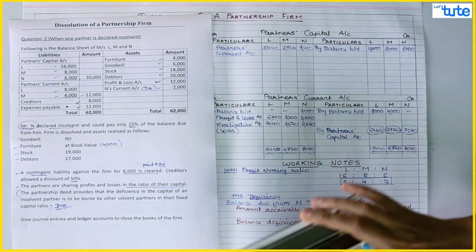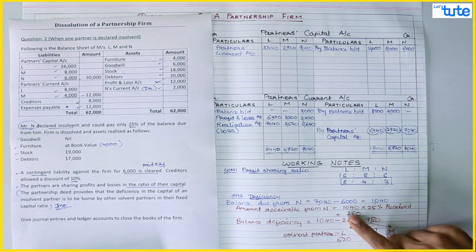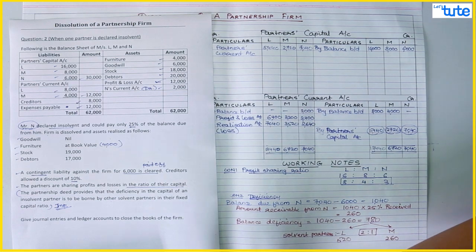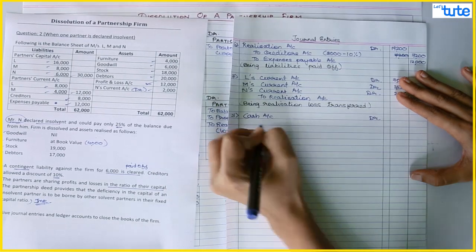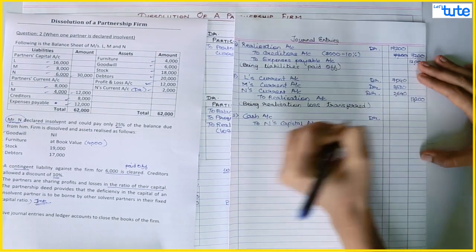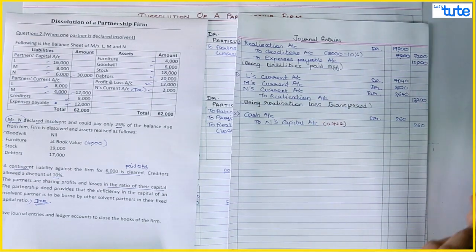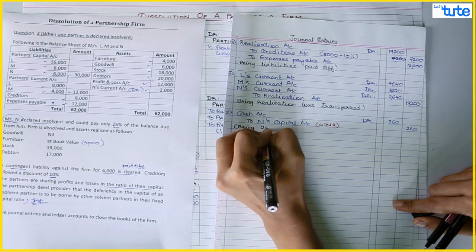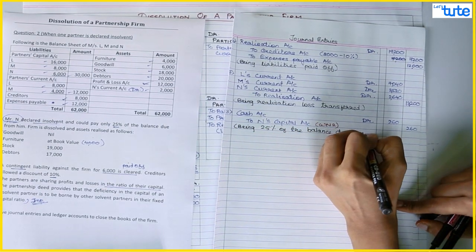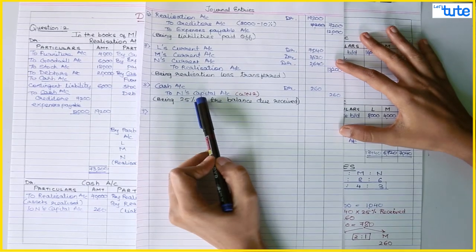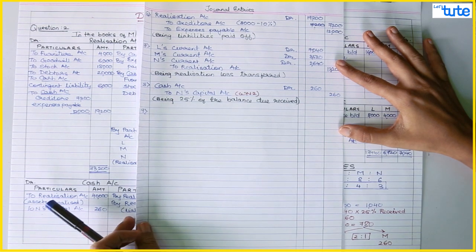So we'll pass the journal entries for the same. First of all, Mr. N is paying 260. So we'll receive the amount of 260, 25% of the amount due. So cash account debit to N's capital account 260. We can give the reference of working note as per working note 2 and write the narration being 25% of the balance due received. So this amount is received from Mr. N and now we will record this in our ledger account.